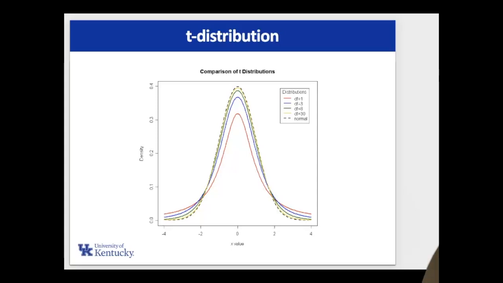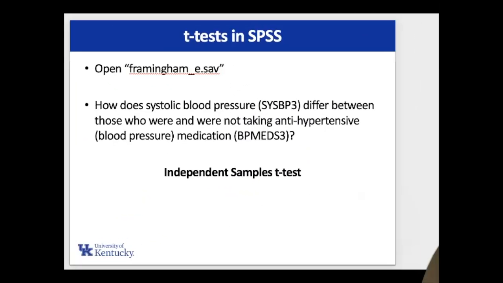approaching a normal distribution. Now that we have framed our thinking around independent and dependent t-test, we are going to run through an example. So this Framingham SPSS sample is available to you, and this is what we're going to use for our samples in the videos. So our question is, how does systolic blood pressure differ between those who were and were not taking this antihypertensive medication? We know that this is going to be an independent samples t-test because our keywords are who were and were not. So we are going to think about our two variables.